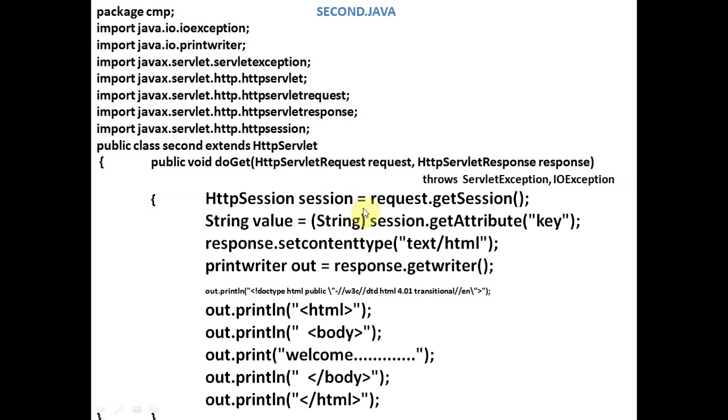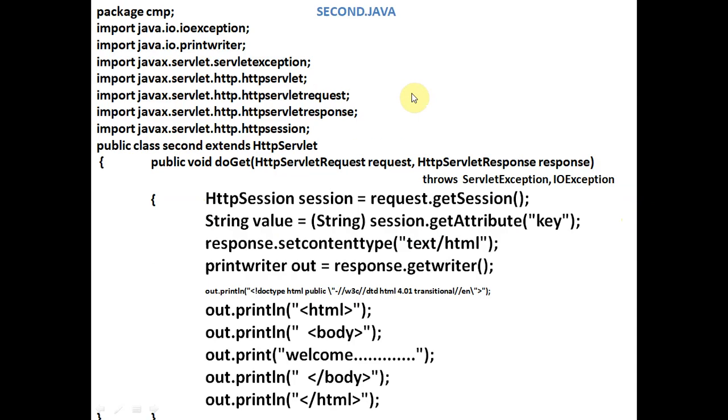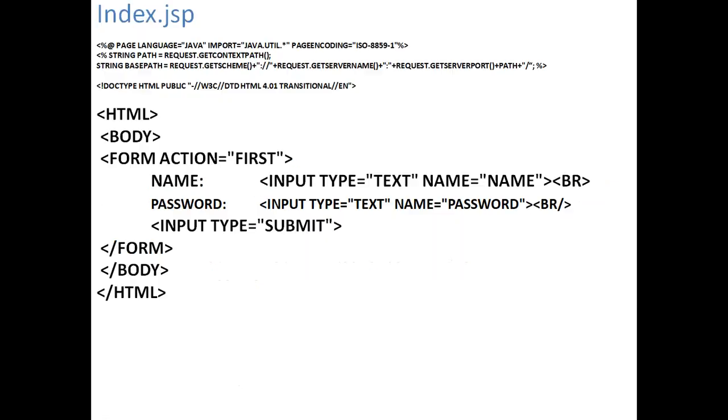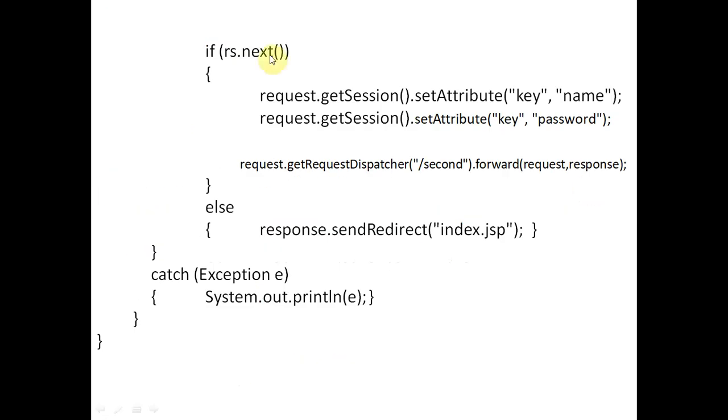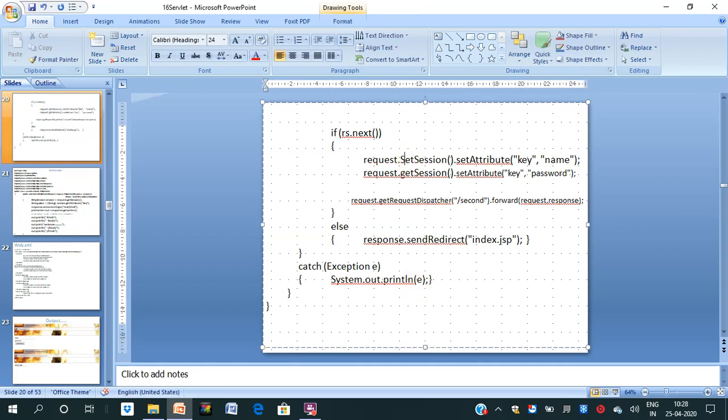HttpSession session equals request.getSession(). In the previous one we had written request.getSession, and here we'll write request.getSession. But in the previous one we have to write setSession. The setSession has to be written here, and the session attribute is there, so it is wrongly typed here. So we'll have to write setSession here.